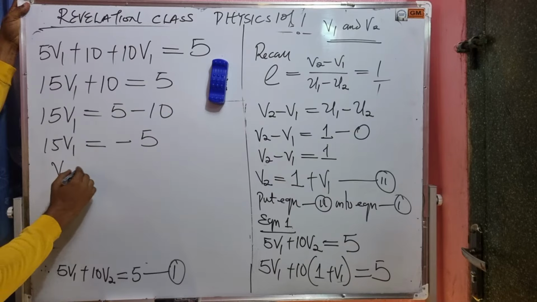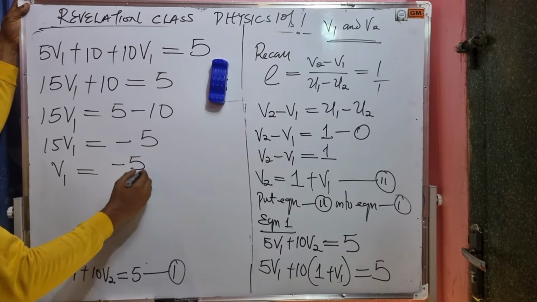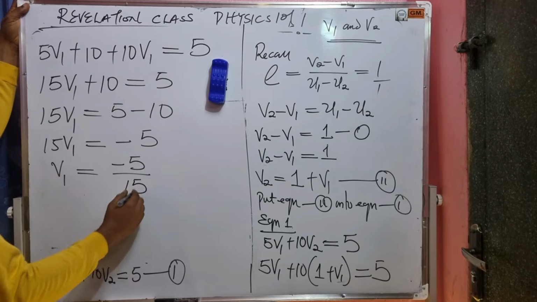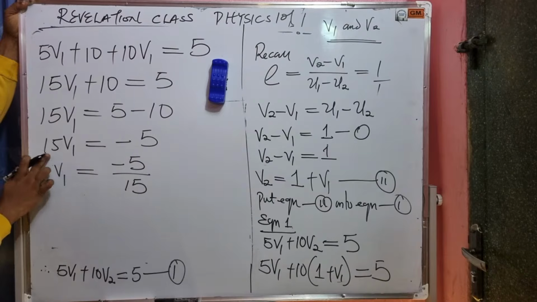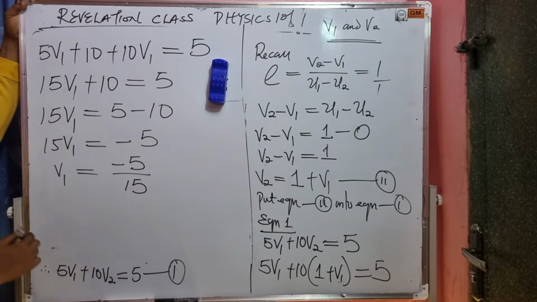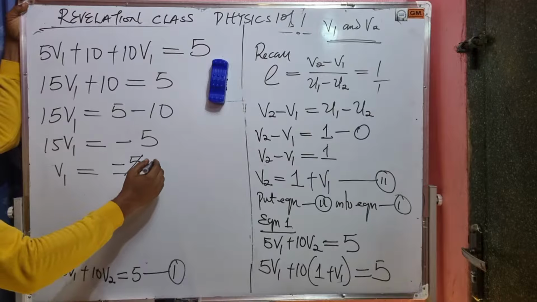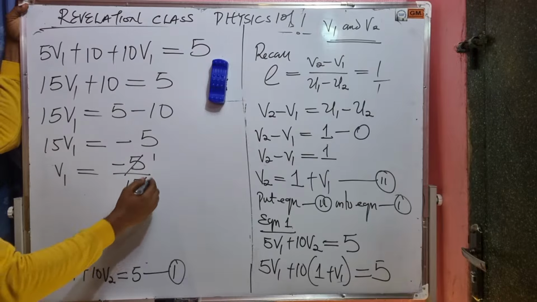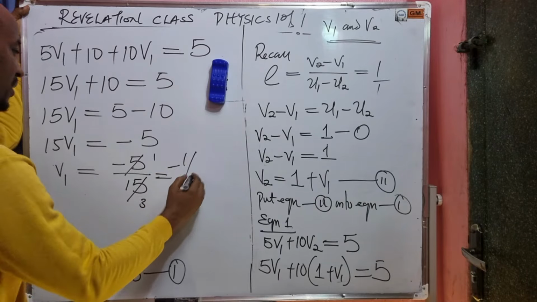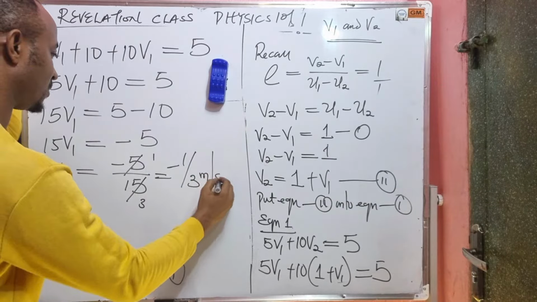v1 becomes minus 5 divided by 15. We divide both sides by 15 to get v1. So here 5 goes into 5 once, and 5 into 15 is 3. So our answer is minus 1 over 3 meter per second.